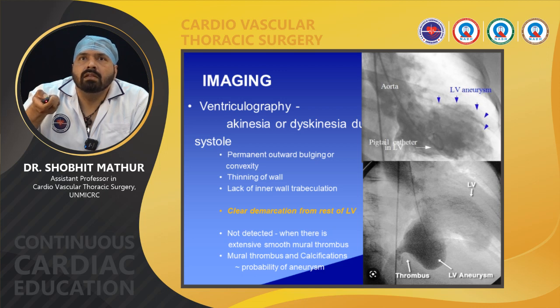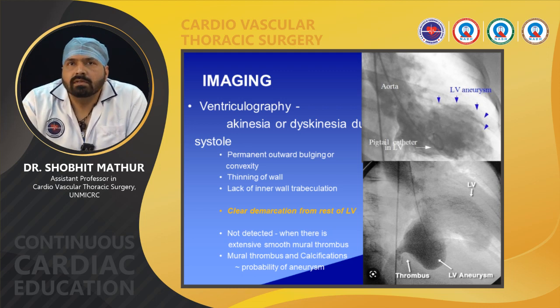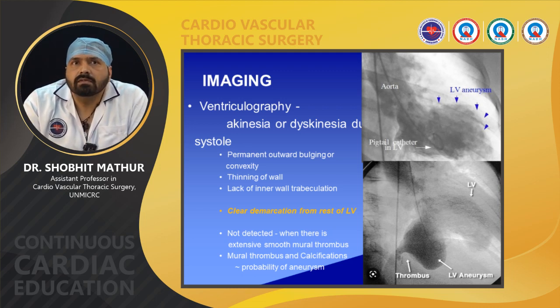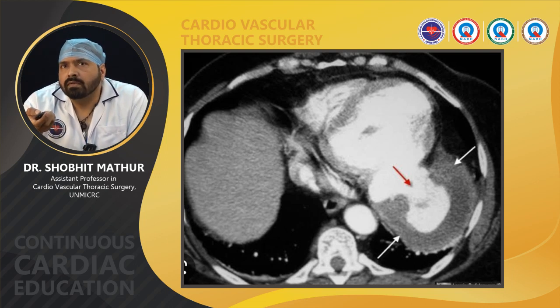Here we can see the normal LV wall, which has trabeculations. Here we can see some trabeculations, but in the case of aneurysm, there is only a thrombus here and no trabeculations. So the endocardial surface is seen as a smooth surface. This is how you can diagnose an aneurysm on these imaging studies. Here I am putting a cardiac CT that shows an aneurysm with a neck.